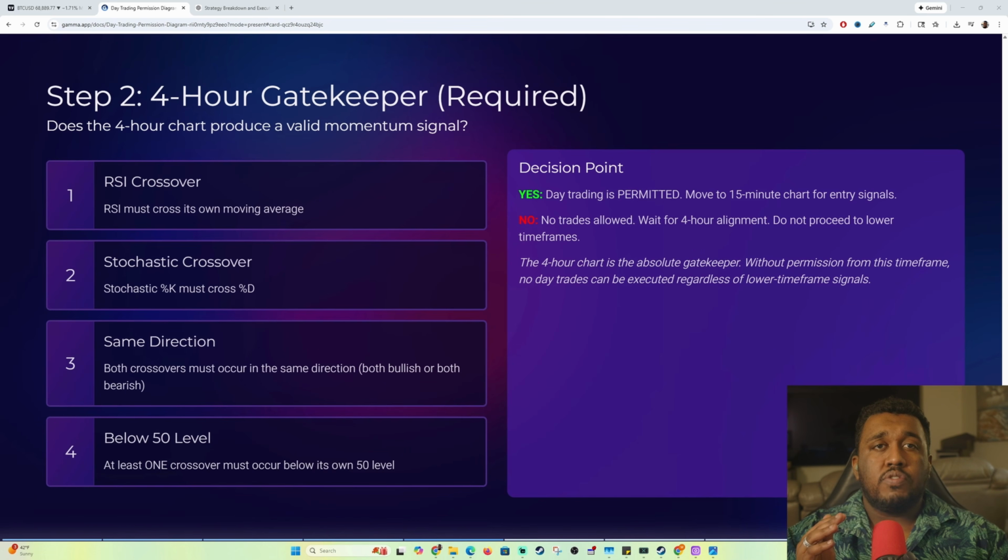At least one of those crossovers must occur below its own 50 level for bullish trades or above the 50 level for bearish trades. If the answer is yes, day trading is now permitted and you can move to the 15-minute chart to execute trades. If the answer is no, you're going to have to wait. This is going to save you so much money and so much pain, but when you have that go signal, you guys can start going crazy on the trades.